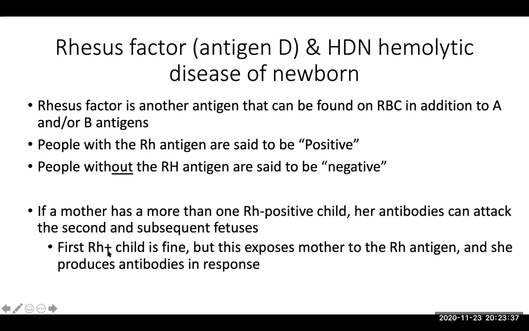So the first child is fine because the exposure to the Rh happens during childbirth, during labor. That's when the mom gets exposed to the Rh factor for the first time. And so it's not until her second Rh positive child that she would even have the antibodies, right? But then sadly, if she does have those antibodies, then it will attack the next Rh positive child, attack the blood cells of the fetus, and it can lead to death or it can lead to anemia.